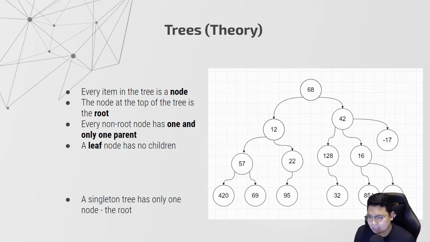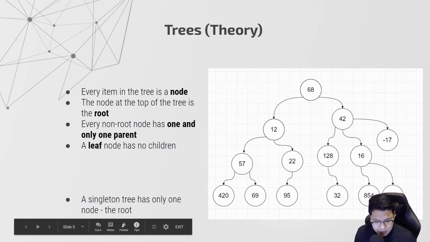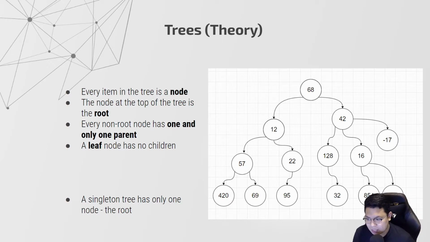One good characteristic of a tree is that every non-root node has one and only one parent. Every non-root node cannot have more than one parent. As you can see here, 12 only has one parent, which is 68. 57 only has one parent, which is 12. 115 only has one parent, which is 16. So 12 cannot be a parent of 42 because it's already a child of 68. Always remember that, it's very important: every non-root node has one and only one parent.